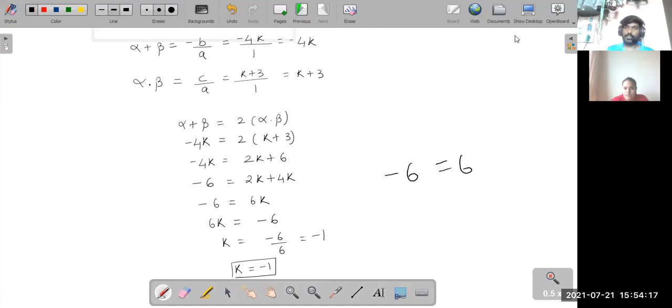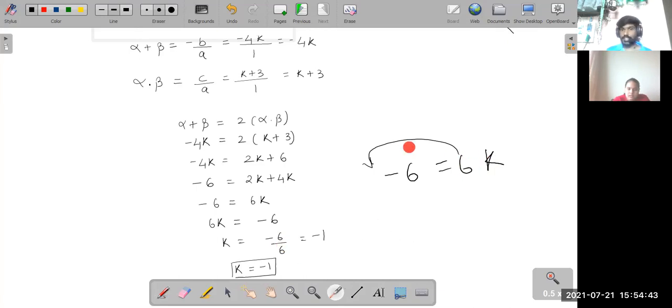Your question is: minus 6 is equal to 6k, so why did I not take 6 on the other side? Here 6 is in multiplication with k, so when you take it on the other side, you get divided. That same thing I did here. You can take division, but you cannot take it in the other way.